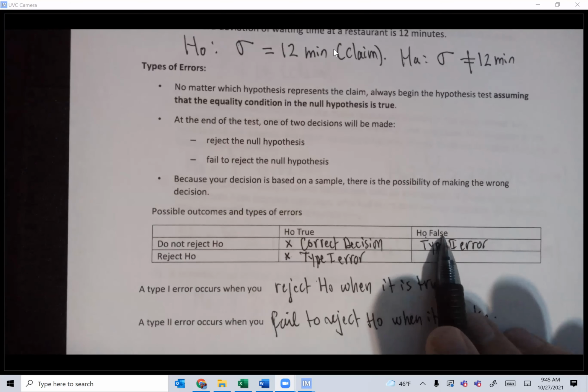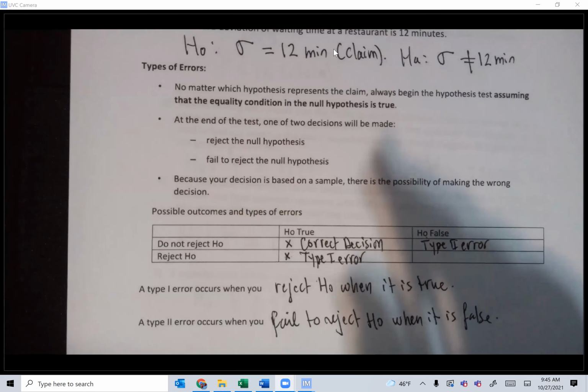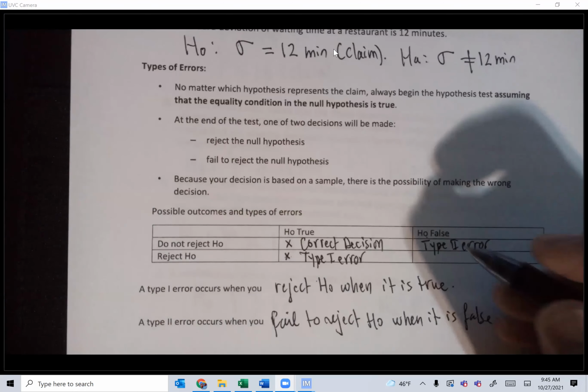H0 is false, and you say, I don't want it. It is false. You reject it. That's a right decision, guys. Correct decision.